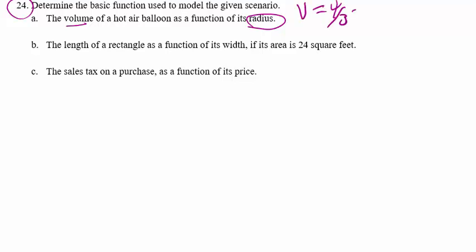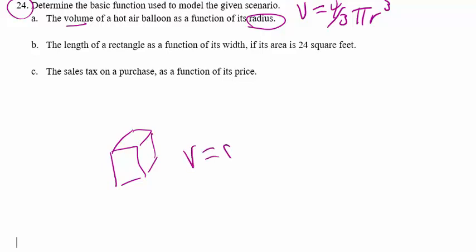So volume equals 4/3 pi r cubed. If you're just talking about the volume of a cube, it's side cubed. Take one of the sides and multiply it by itself 3 times. So volume equals side cubed. And if that's the case, then you know that this is a cubic function.